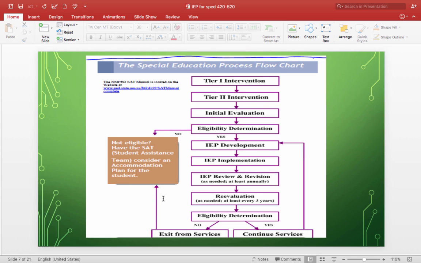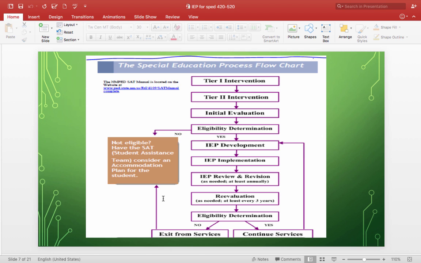So, looking at this flow chart, you're not going to find this in there. This actually came out of one of the older NMPED SAT manuals, but I really like it because we actually still do use this kind of a format. The flow chart still works, even though we may call things a little bit differently sometimes. You're going to have your Tier 1 intervention.